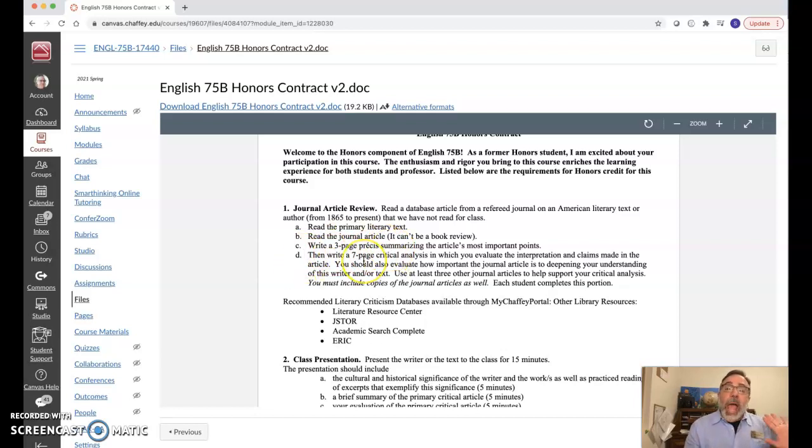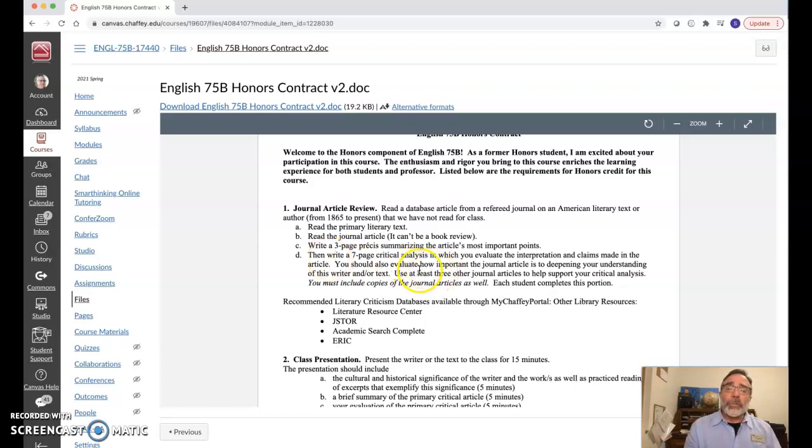And then after that 3-page summary, the next 7 pages is when you evaluate that research essay, that critical piece of scholarship, and talk about things that are missing or things that you could add.